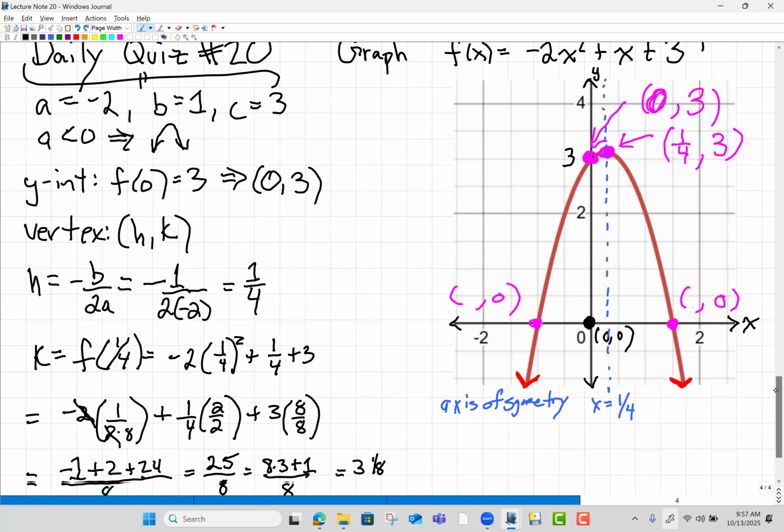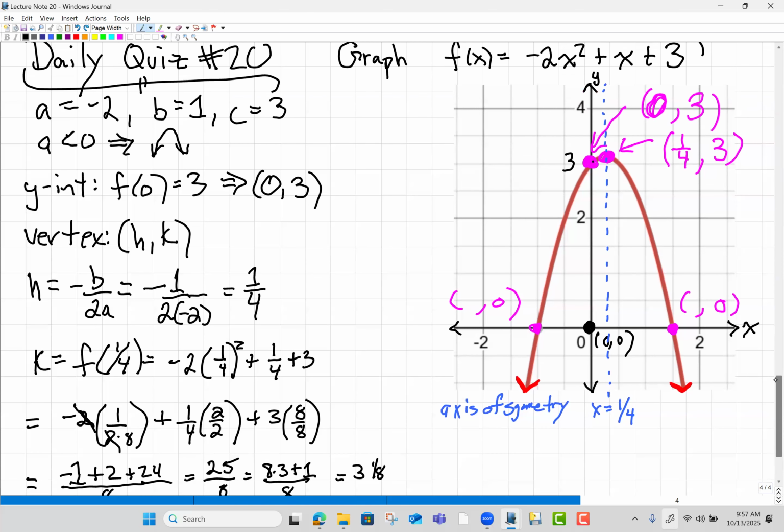25 over 8. So that is not 3 because it's higher than 3. It is 25 over 8, which is 3 and 1/8.